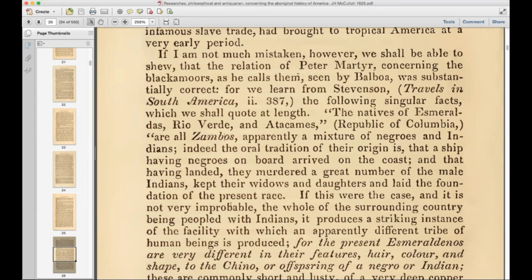All right. The natives of Esmeralda, Rio Verde, and Atacames in the Republic of Colombia are all Sambos, apparently a mixture of Negroes and Indians. So what does that mean? You know, dodge the hijack. Indeed, the oral tradition of their origin is that a ship having Negroes on board arrived on the coast, and that having landed, they murdered a great number of the male Indians, kept their widows and daughters, and laid the foundation of the present race.